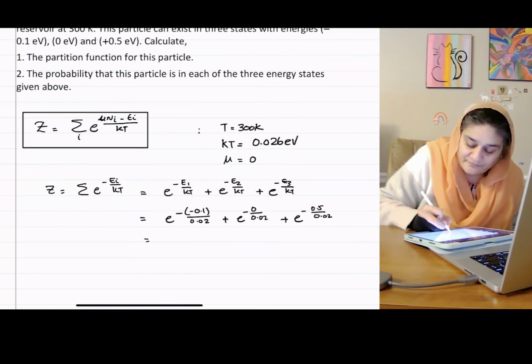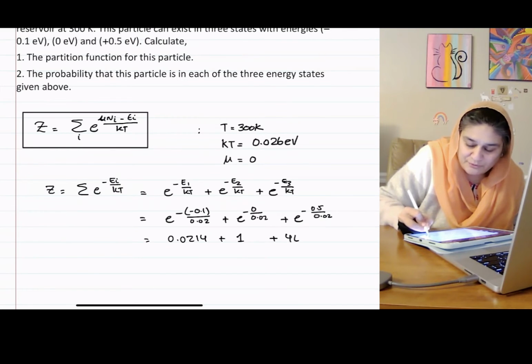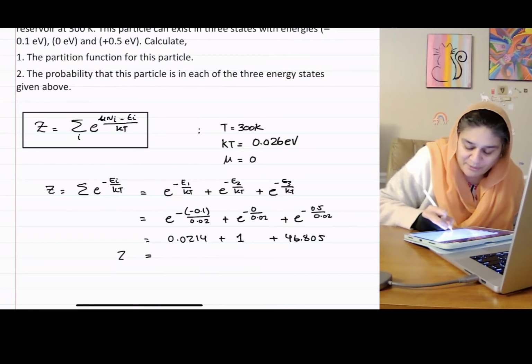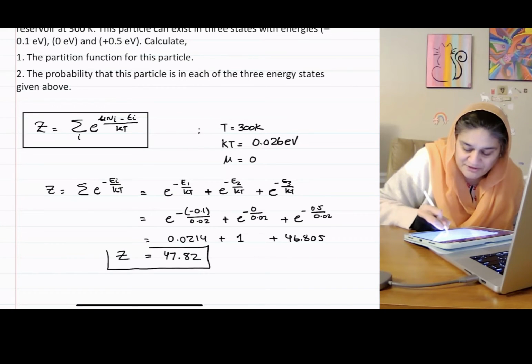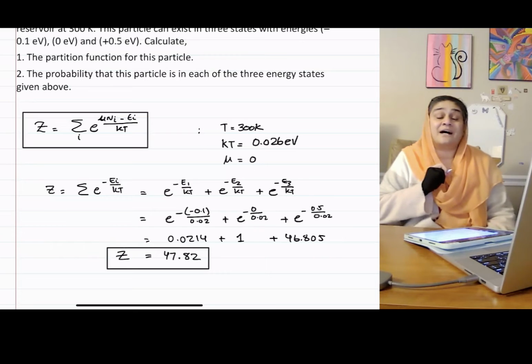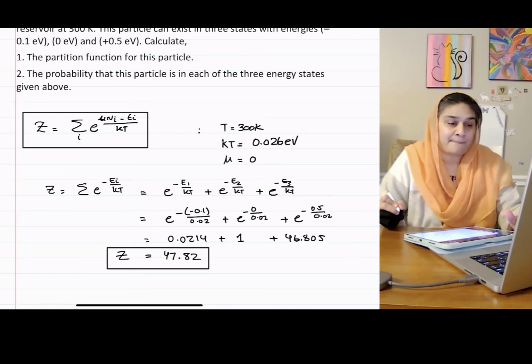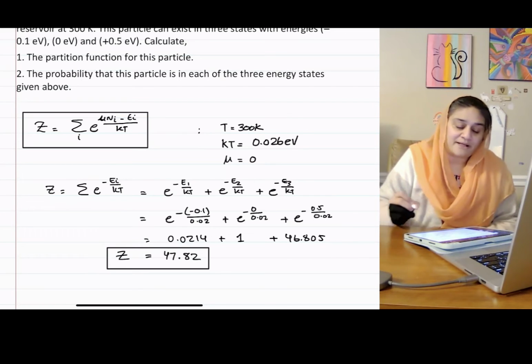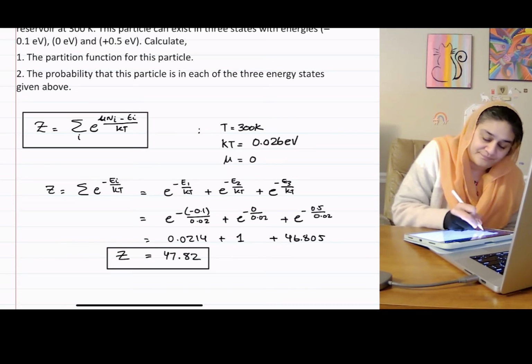Or I can get 0.0214 plus 1 plus 46.805, or the value of my partition function comes out to be 47.82. Note, the partition function is dimensionless. It does not have any units. So that's my answer to number 1.